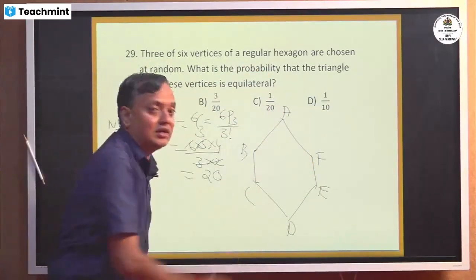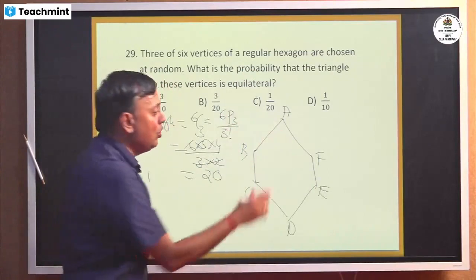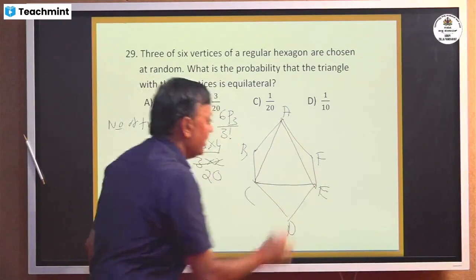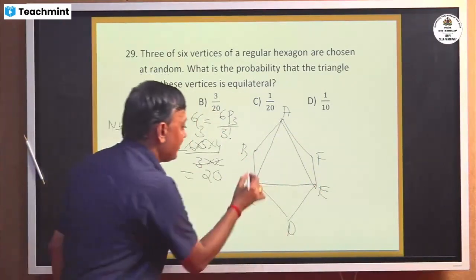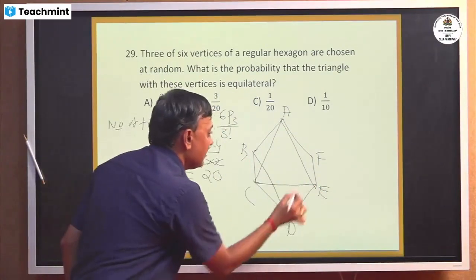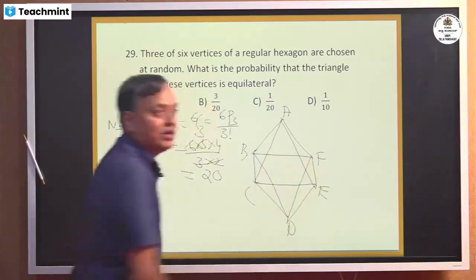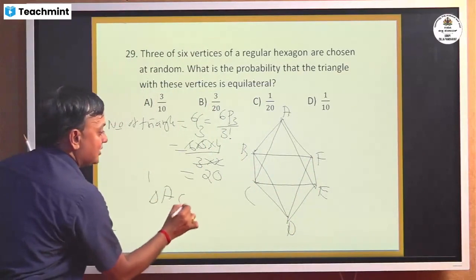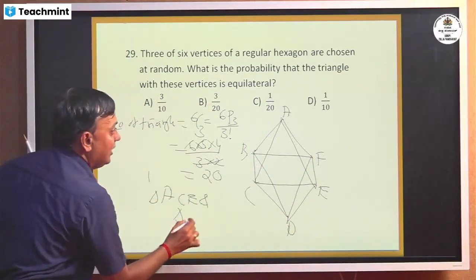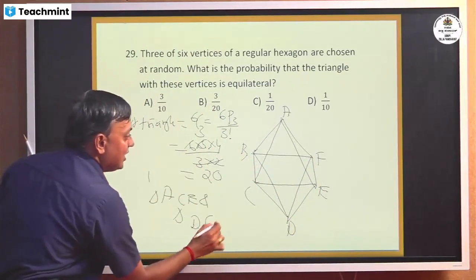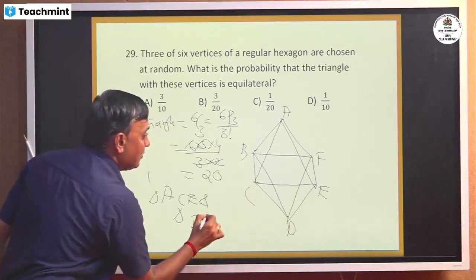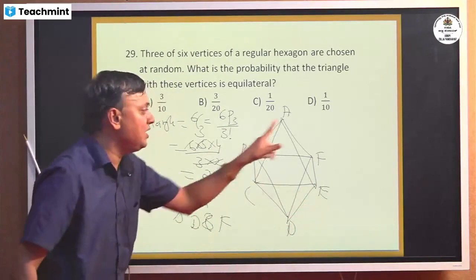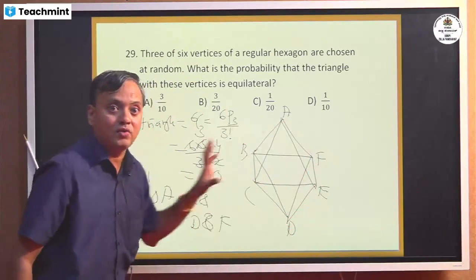Let's see which ones are equilateral here: there are only two. One is ACE, and another one is DBF. So here two equilateral triangles, triangle ACE and triangle DBF. Only these two are equilateral triangles.